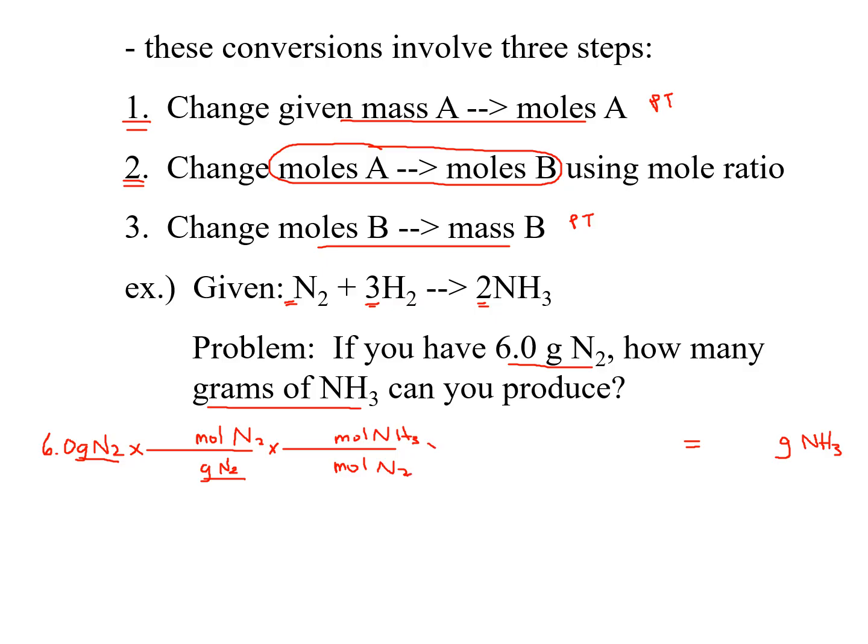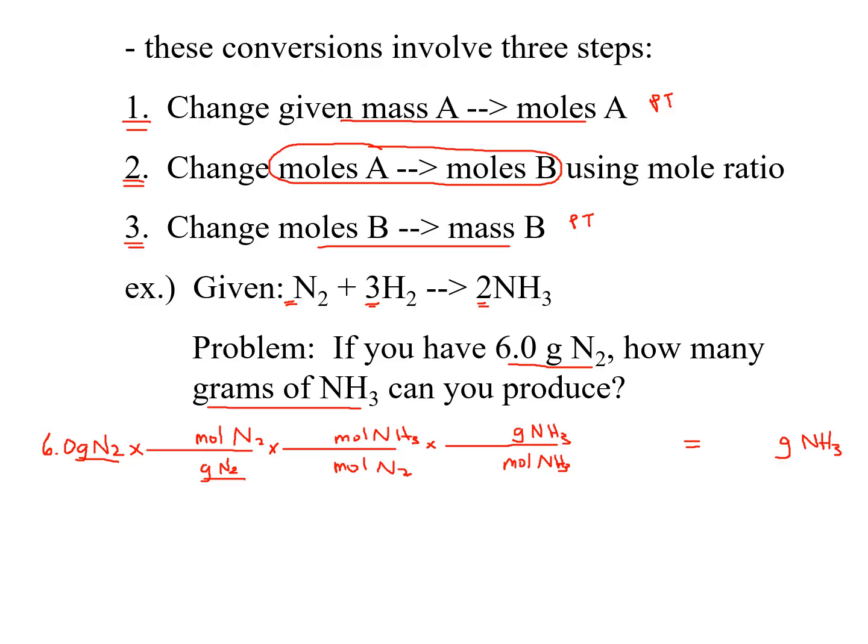All right. And then finally, the last step, step 3, says change moles of the second substance, which is NH3 in this case, to mass, which is grams. So my last step, I'm changing moles of NH3 to grams of NH3.